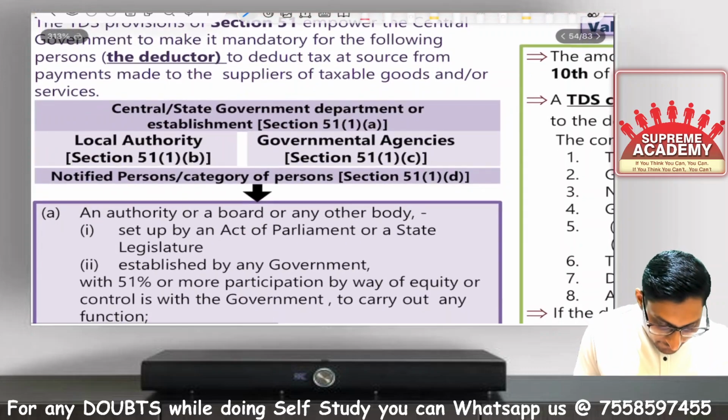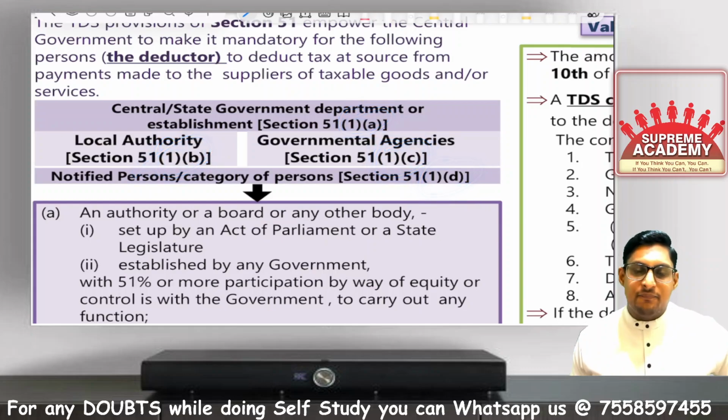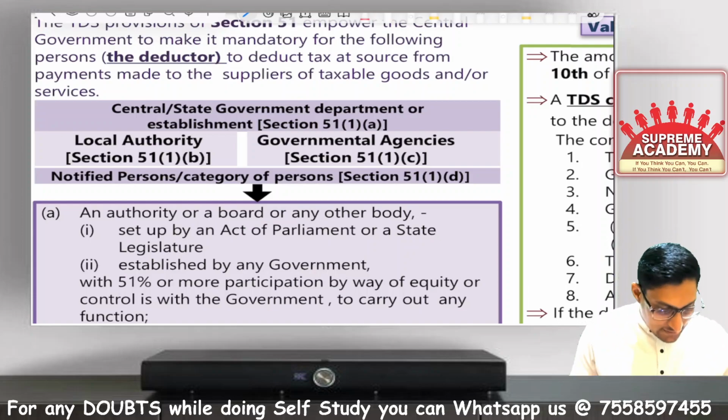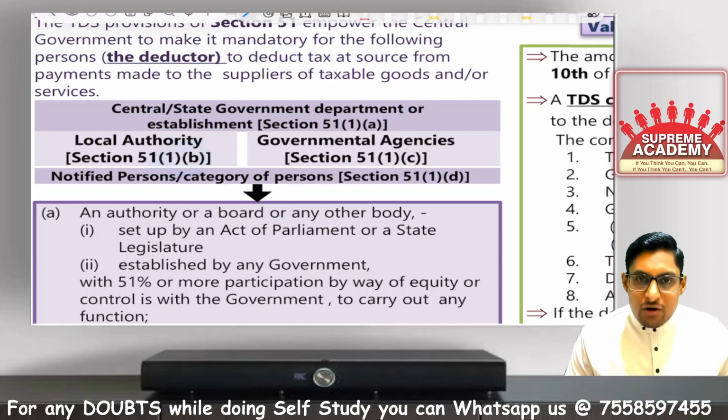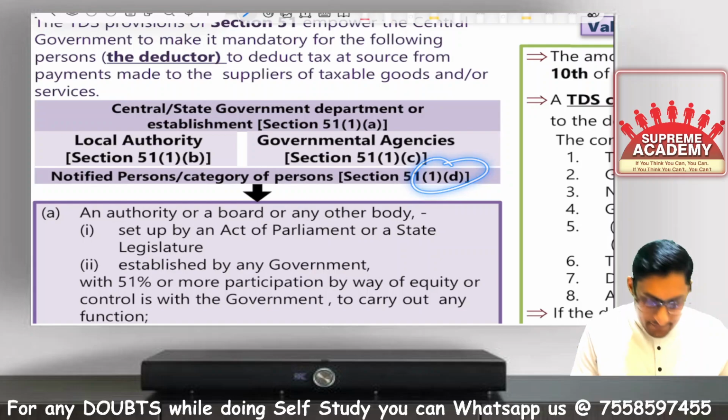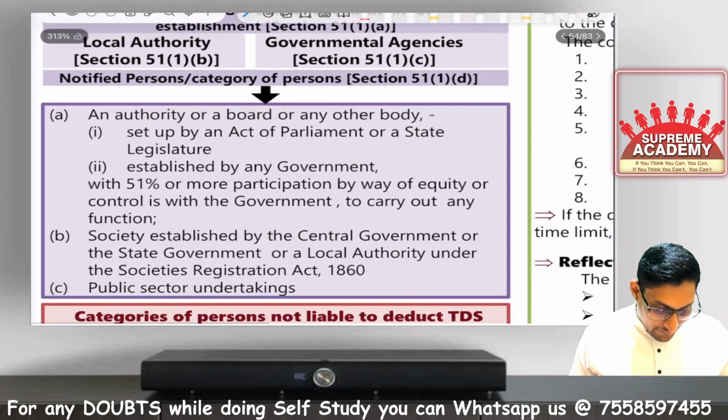See, section 51(1)(a), (b), (c) and (d). Section 51(1)(a): the departments of central government and state government, or their establishments. (b): local authorities. (c): government agencies. And (d): the notified persons. Let's see who are the notified persons.